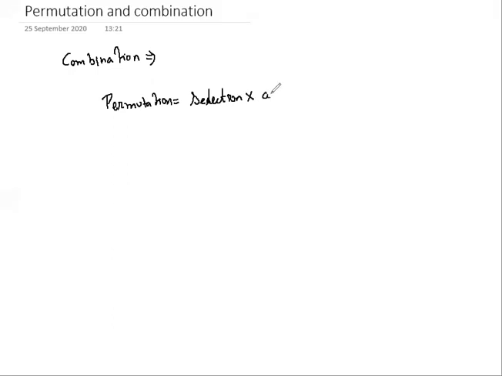Selection into arrangement. Right, everyone? Tell me yes. Permutation was selection into arrangement, selecting and arranging. Now, when we talk about combination, combination is just selection. Only selection, right?